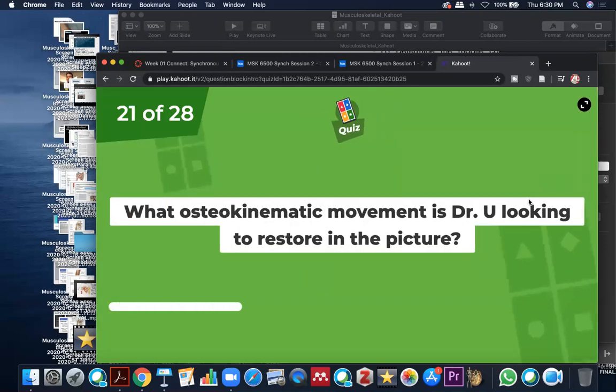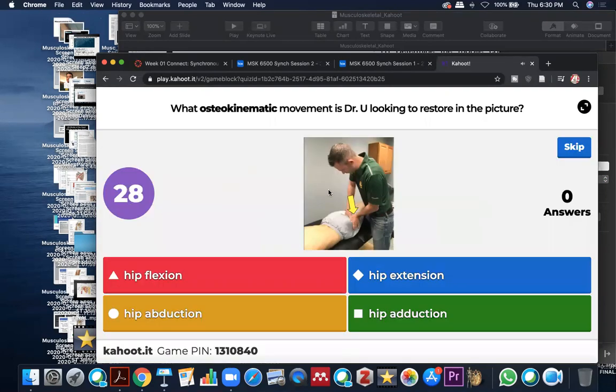All right, this one, we can do this one too. Which osteokinematic movement is Dr. Yu looking to restore in this picture?